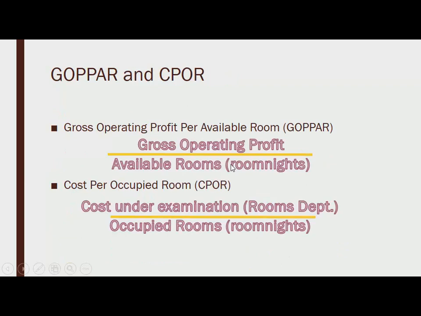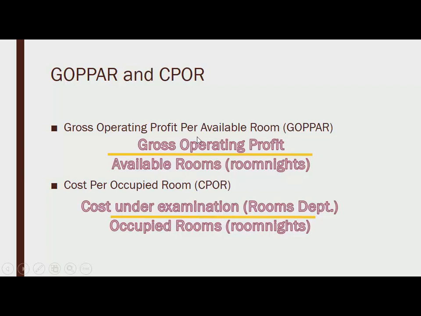Two that you may not have seen would be your GOPAR and your cost per occupied room. Now your GOPAR looks at your gross operating profit divided by your available rooms. If you remember, your gross operating profit is your profit after you've taken away all of the controllable expenses. So your gross operating profit is the profit that your managers had control over. Okay? After this, when we start to go down through an income statement, we start to include fixed expenses, non-operating expenses that a manager has no control over.